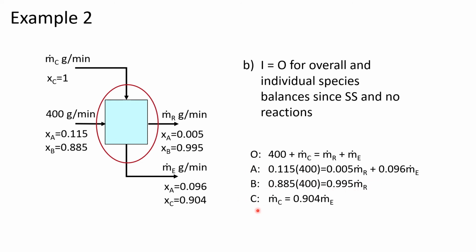And if we write down the balance for the last component, C, the hexanol, which is only present in two streams, just like the water. It's in this one input stream, and the flow rate of it coming in is going to be 1, the mass fraction of hexanol, times the flow rate m.c. That's the input stream. We're going to set that equal to what comes out, which is 0.904 times m.e. And so we've written all four balance equations that we can write for this particular control volume.